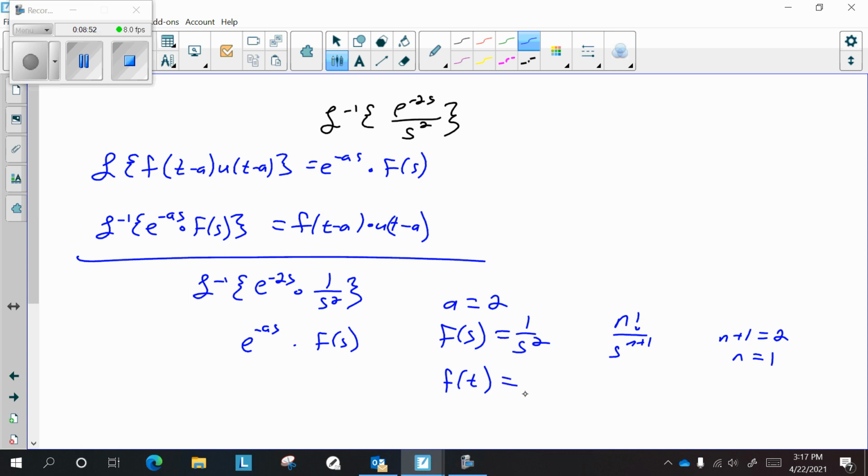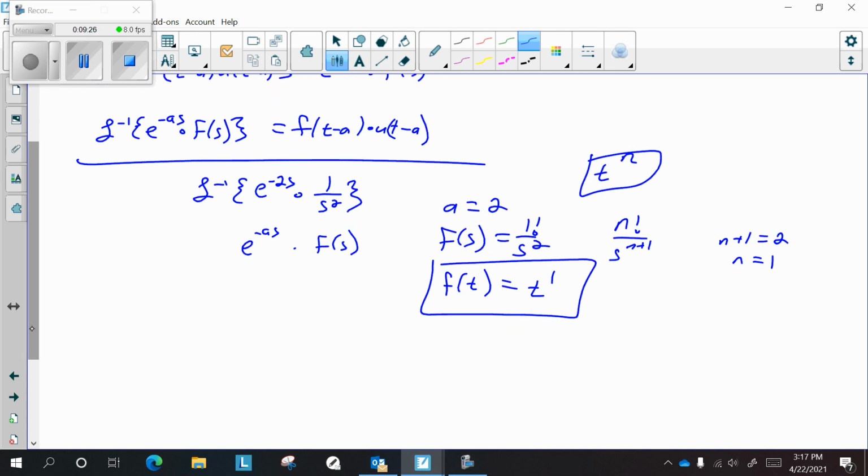And where does that come from? That's transforming t to the n. So f of t transforms into t to the first. We have 1 is 1 factorial. We have s squared on bottom. So as we said, that makes n 1. 1 factorial over 1 plus 1. So n is 1. So that's the transformation of t to a power, so t to the first. So that's f of t.